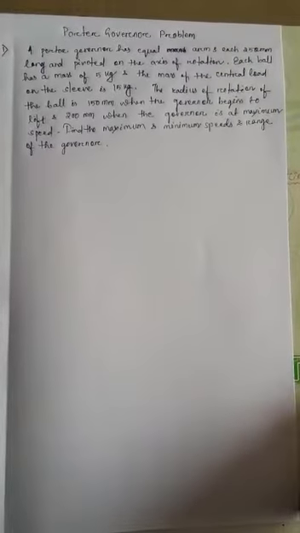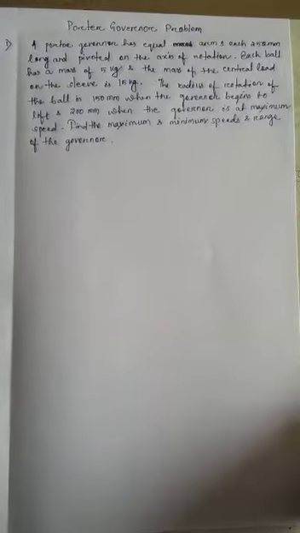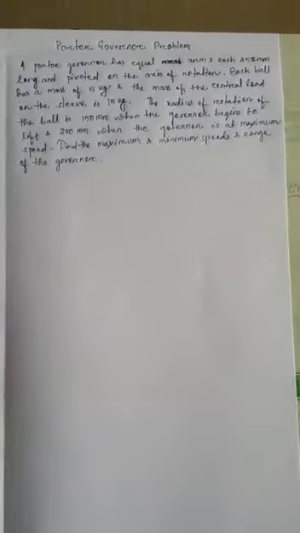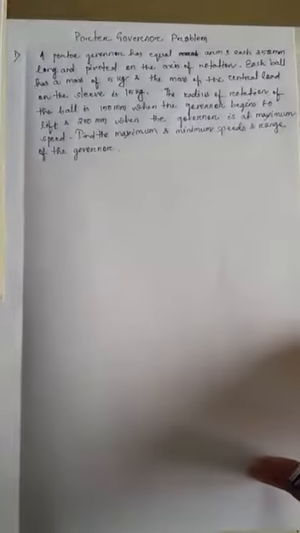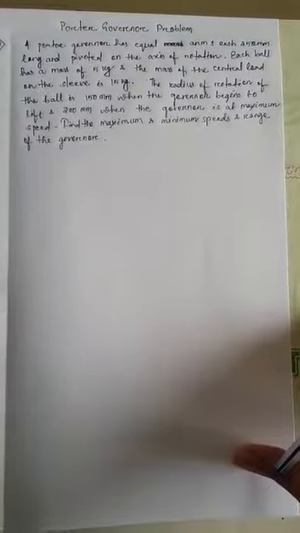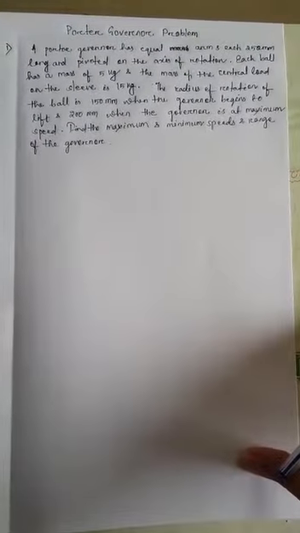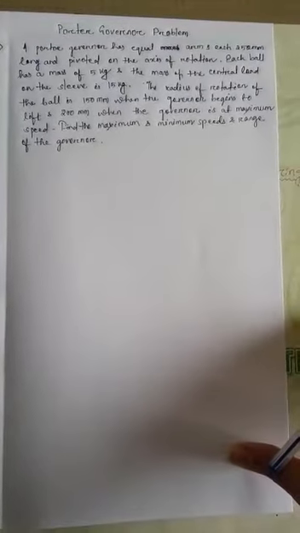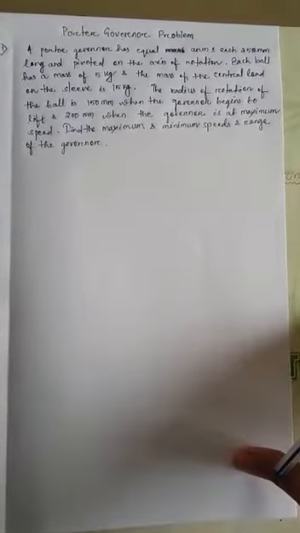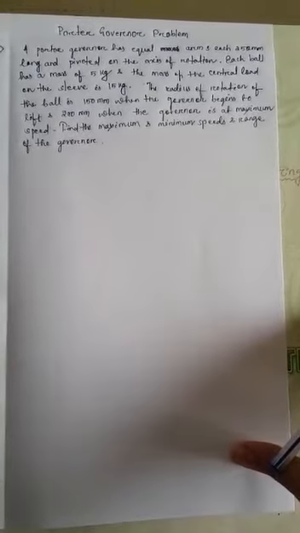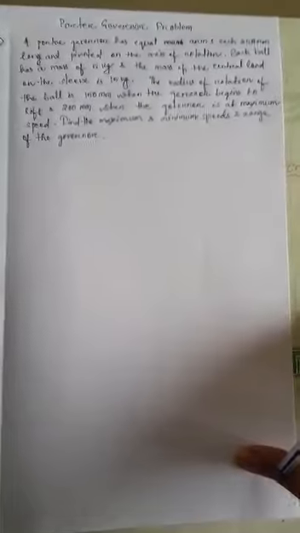So the question is: a Porter governor has equal arms, each 250 mm long, pivoted on the axis of rotation. Each ball has a mass of 5 kg and the mass of the central load on the sleeve is 15 kg. The radius of rotation is 150 mm when the governor begins to lift, and 200 mm when the governor is at maximum speed. Find the maximum and minimum speed and the range of the governor.